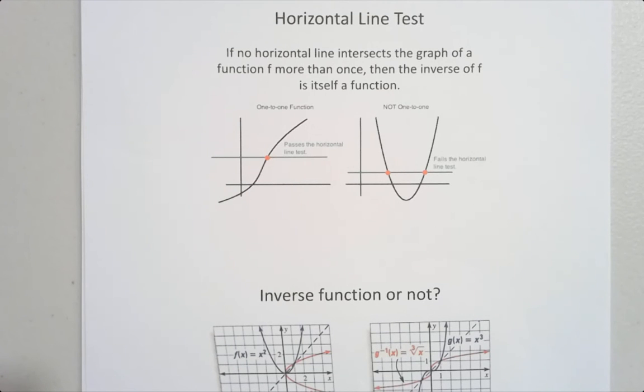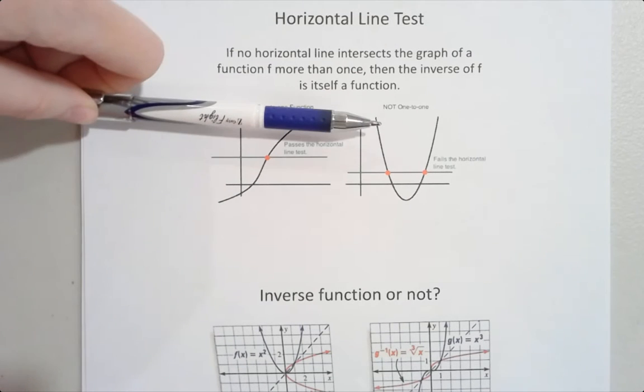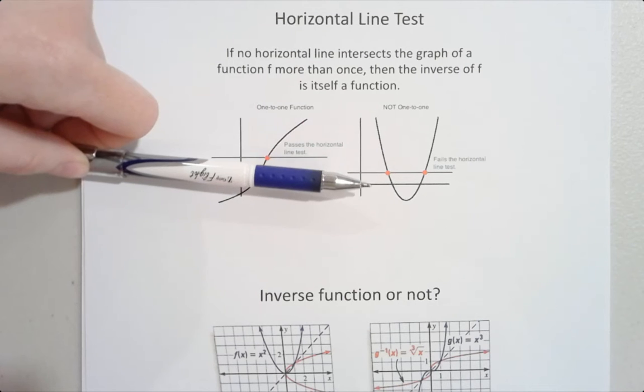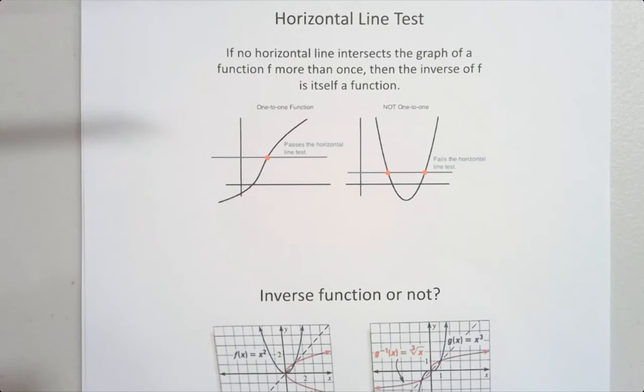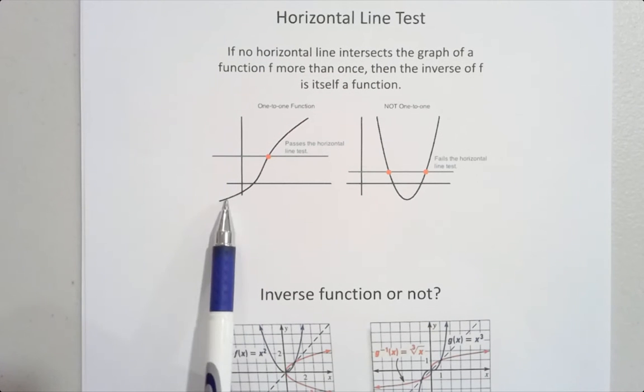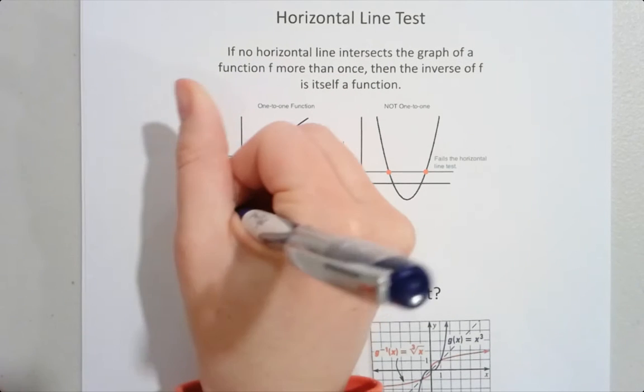So if I look at this first picture, you can see here that if I pass a horizontal line over this graph, it passes the horizontal line test because it never touches more than once. And because of that, it passes the test. So this function's inverse is also a function.